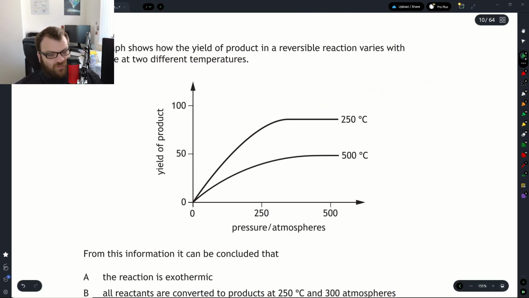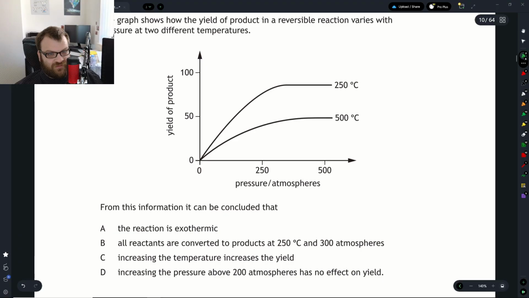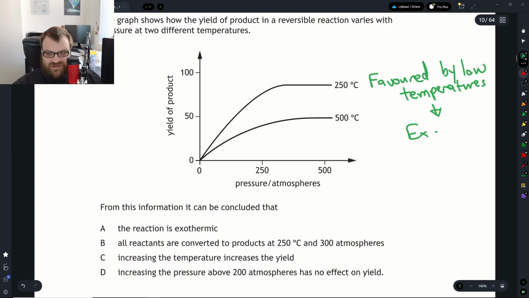On to number 21, we are asked to figure out some information about this graph. Things that we can figure out is that it's favoured by lower temperatures. If it's favoured by lower temperatures, that means that the reaction is going to be exothermic. In these equilibrium questions, if you effect a change, the system will try and oppose that. So if you lower the temperature, the reaction will increase the temperature by favouring the exothermic reaction. This means that A is going to be correct.